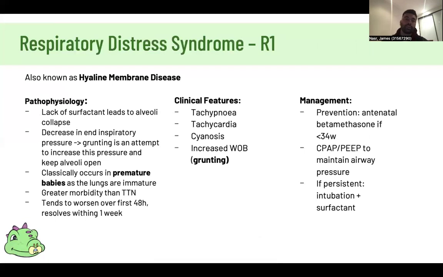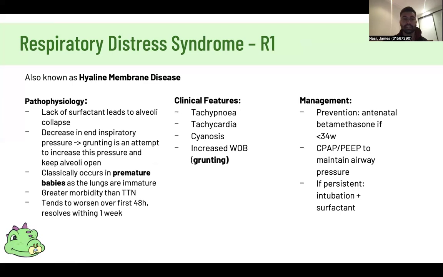Cool. Moving on to RDS. So this used to be called hyaline membrane disease. I put the pathophys there because I think it is quite important and you can get examined on it. And so this classically occurs in premature babies, just because the lungs aren't mature yet.